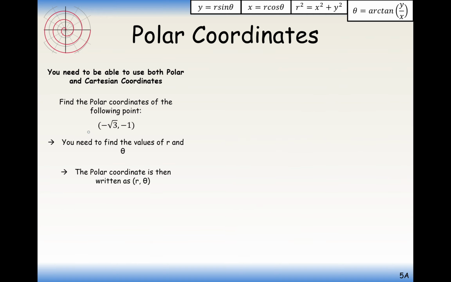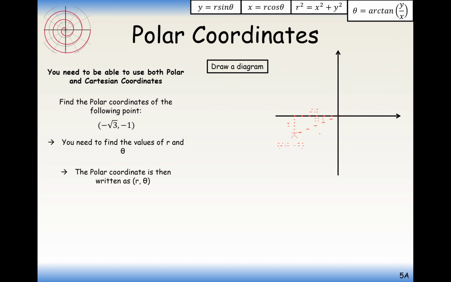Let's do another one, minus root 3 minus 1. So maybe you could pause the video and give this one a go. I'll go through it now. So let's plot the coordinate first. So it's root 3 to the left, 1 downwards. And it's the coordinate minus root 3 minus 1.